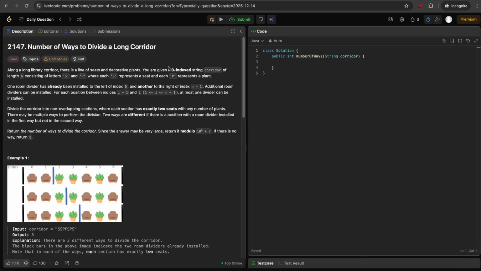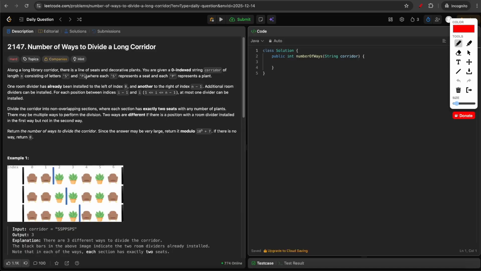Hi everyone. Today we'll be discussing the LeetCode problem of the day, number of ways to divide a long corridor. You're given a line of seats and plants in a corridor, which are represented by a string, where S represents the seat and P represents the plant. For example, let's have two seats, then a plant, then seat, plant, seat, and seat.